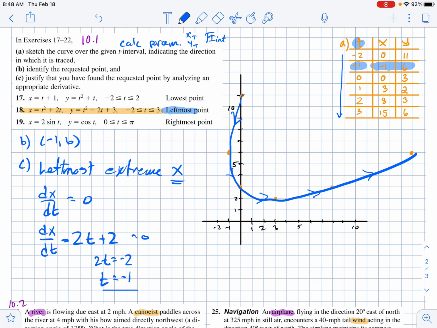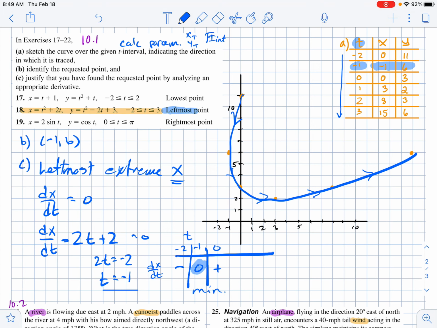And if we make a sign chart for t values here, -1, and then we have -2, and then we have 0. At -1, our dx/dt is 0. If we plug in -2, our dx/dt is negative. And if we plug in 0, our dx/dt is positive, which would imply that this point must be a minimum.